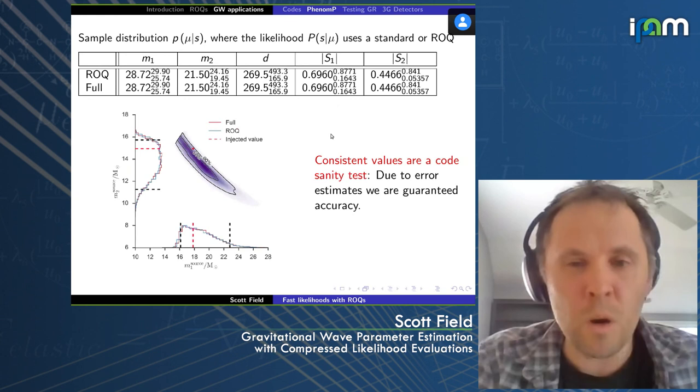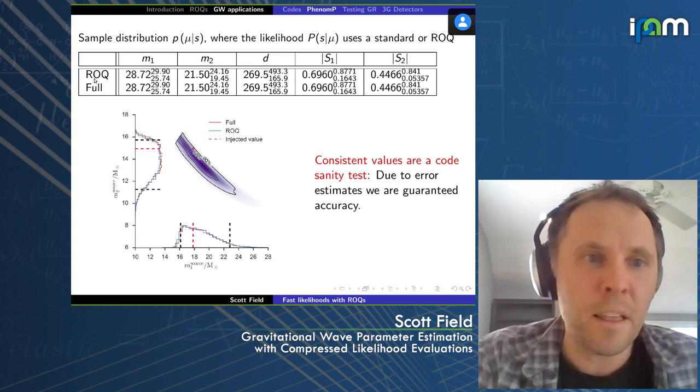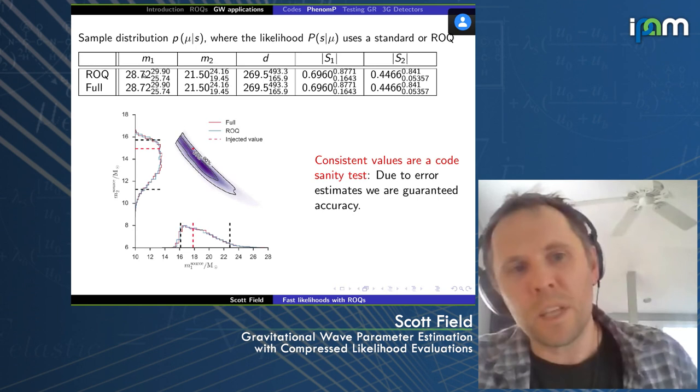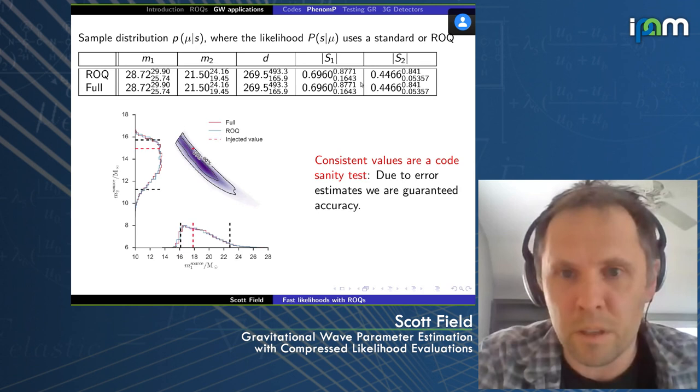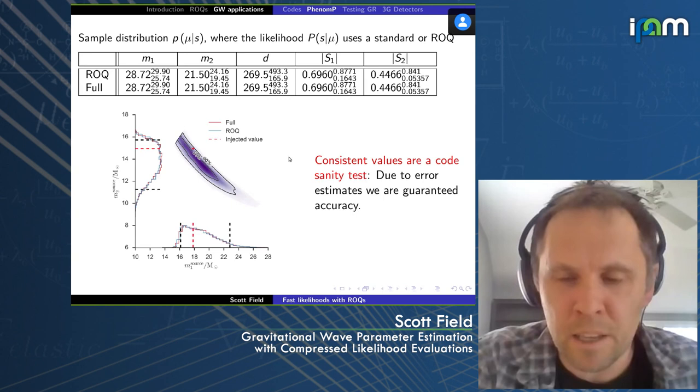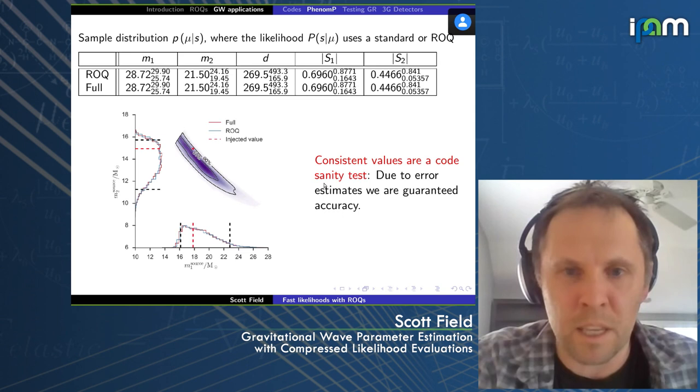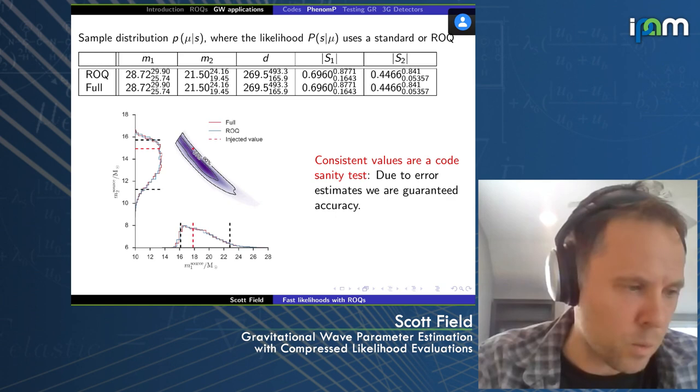Here's an example using some mock data, and by comparing the full and the reduced order quadrature values you can see that the medians and the confidence limits are all consistent. They're identical, better than consistent. As I mentioned earlier, this is actually more of a sanity test of the code, of how well it's implemented the algorithm, because we're guaranteed from those error estimates that the accuracy will be preserved, especially if we're doing our approximations to 10 to the minus 10 or 10 to the minus 12 or so.